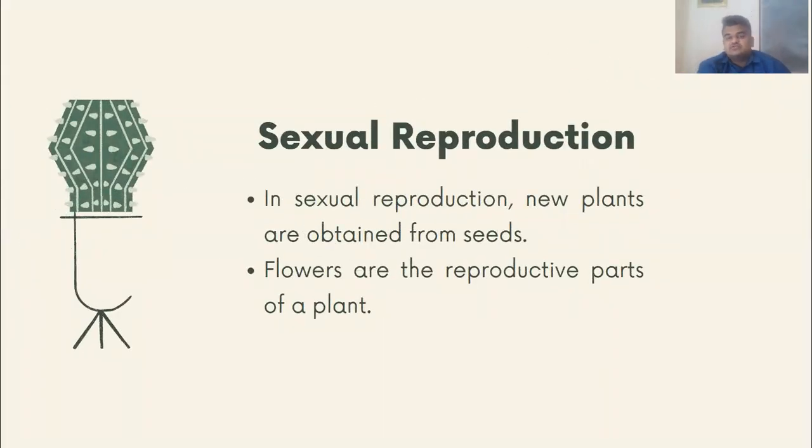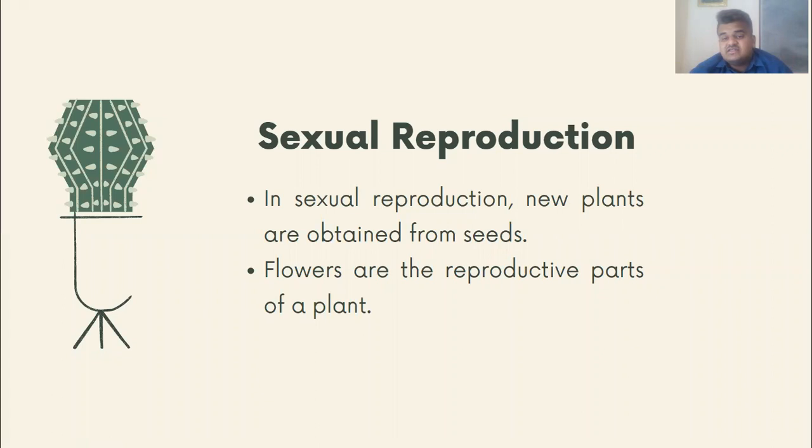So next one is sexual reproduction. See, in asexual reproduction, vegetative propagation, budding, spore formation, or fragmentation, in all these topics we are not going to use any type of seeds for reproduction. But in sexual reproduction, the plants are obtained from seeds. This is the definition, and that's the understanding about sexual reproduction. We are using some seeds for reproduction.